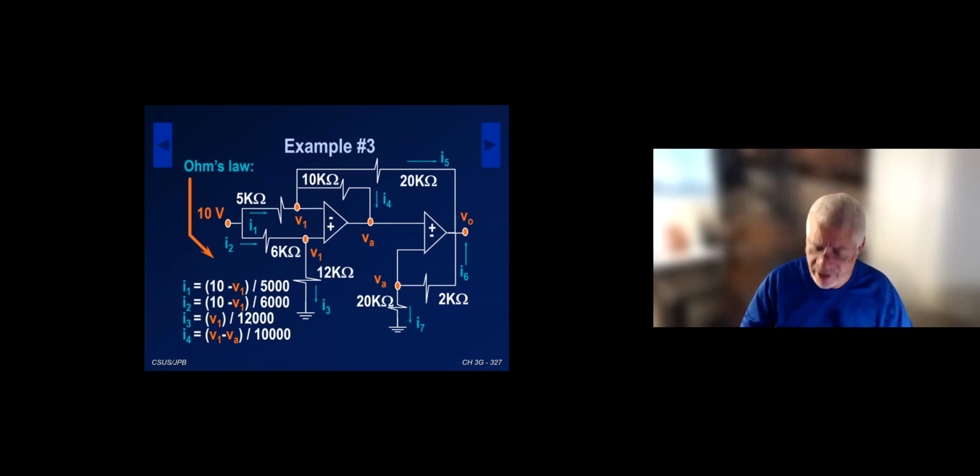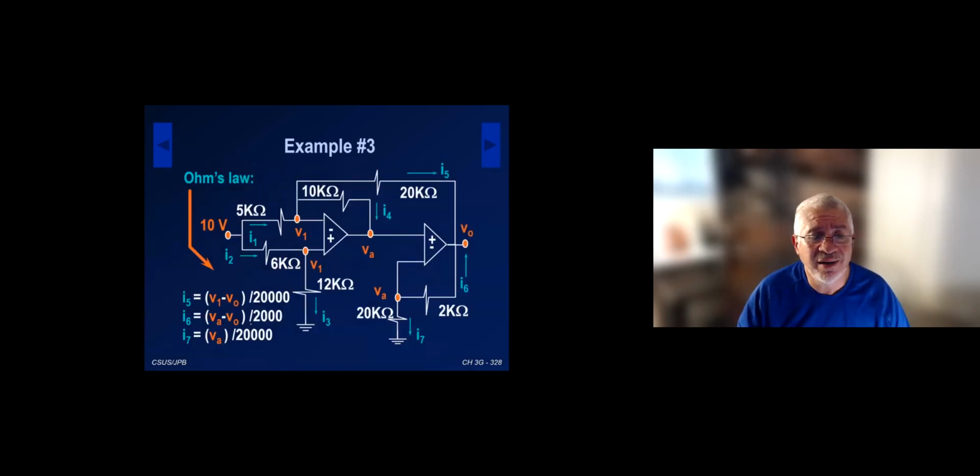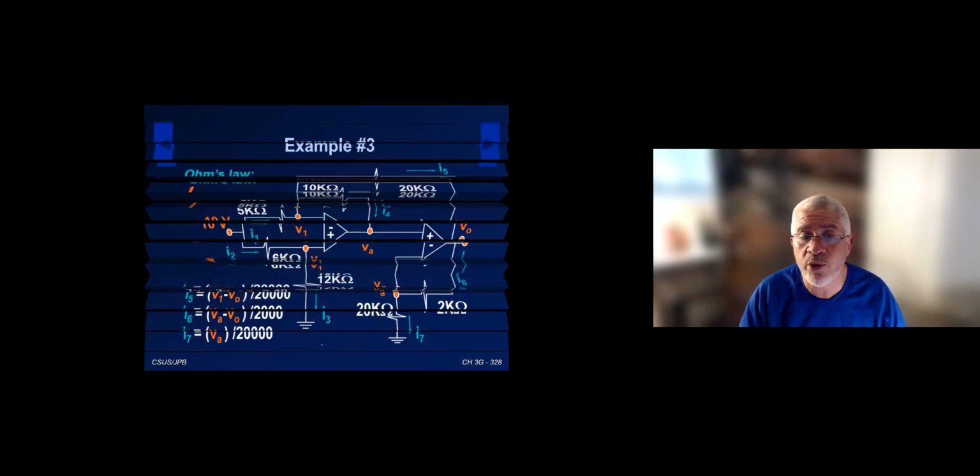Okay. I'm going to do the same thing for I5, I6, and I7. Here they are. So I5 is V1 minus V0 divided by 20,000. I6 is VA minus V0 divided by 2,000. And then I7 is VA over 20,000. I take all of these 7 currents, bring them to the 3 KCL equations, and then basically we're going to have 3 equations for 3 unknowns, and we solve for V0, just like we do in nodal.